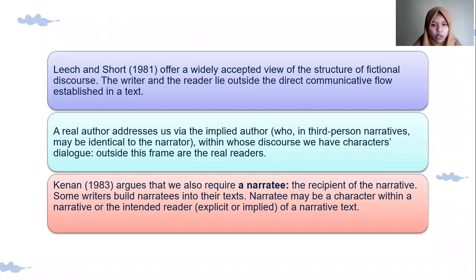And Keenan argues that we also require a narratee, the recipient of the narrative. Some writers build narratees into their texts. The narratee may be a character within a narrative or the intended reader of a narrative text. So there is an implied author, there is an implied reader, and we also require a narratee, the recipient of the narrator's story, whether the narratee is a character of the narrative or just the intended reader of a narrative text.